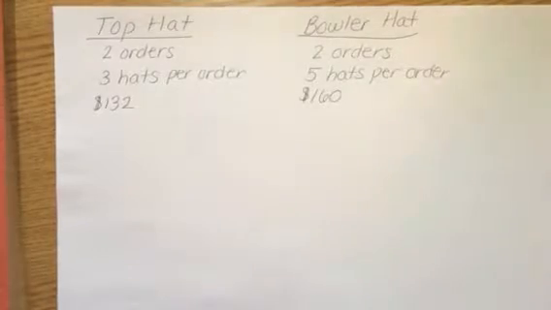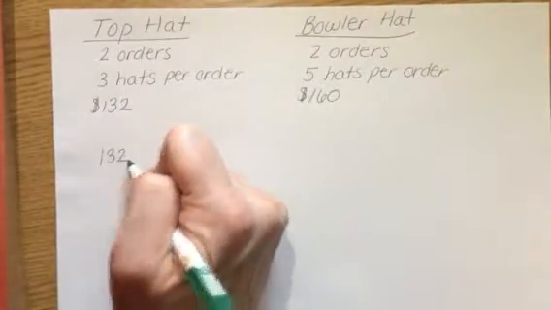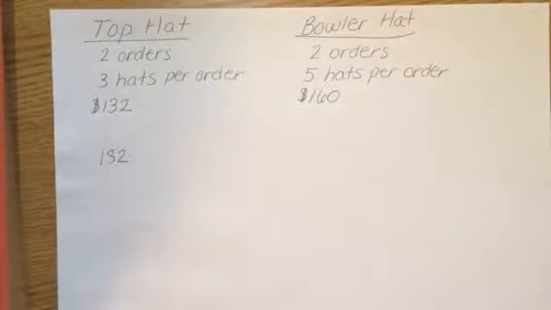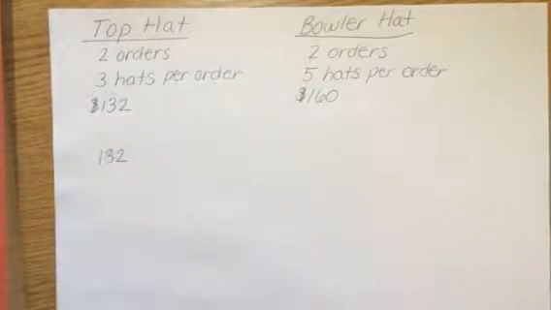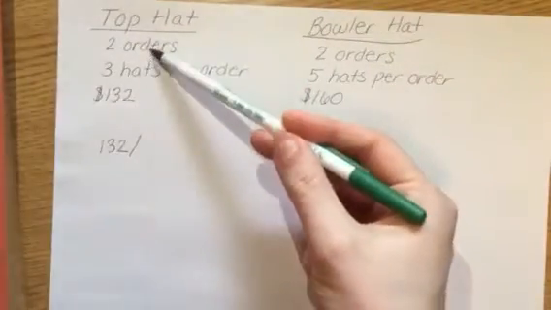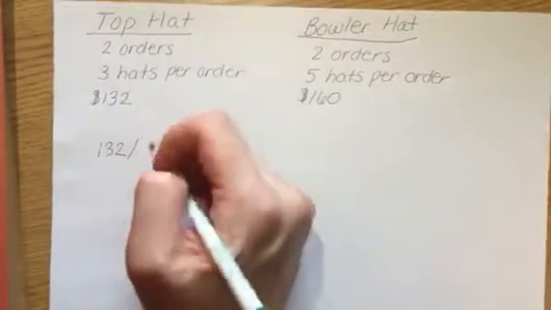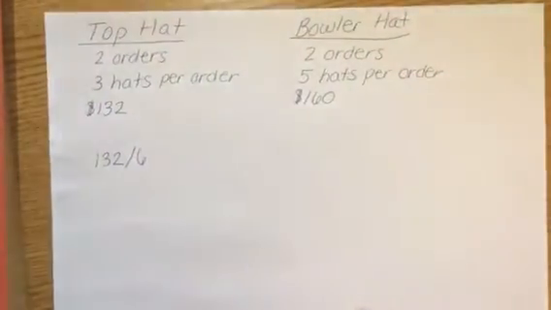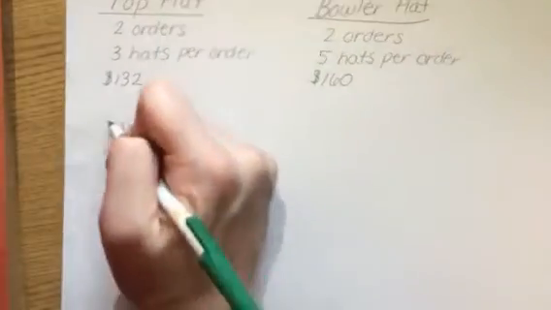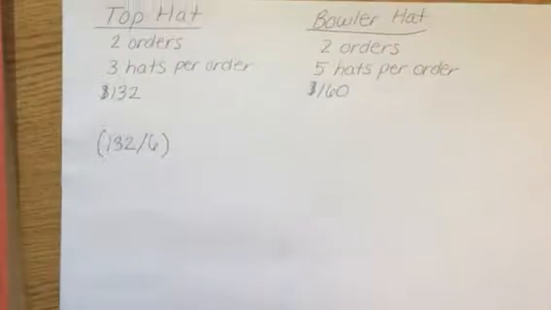Okay, so what we're going to do is turn this into one equation. We're just going to start with the top hat. We know altogether the top hats cost us $132. Then we need to divide that cost between how many top hats we have. So we have 2 orders. Each order has 3 hats. So 2 times 3, that's how many hats we have, which would be 6. For each step that we do, we're going to put it in parentheses to help us differentiate those steps. Okay, that's top hat done.